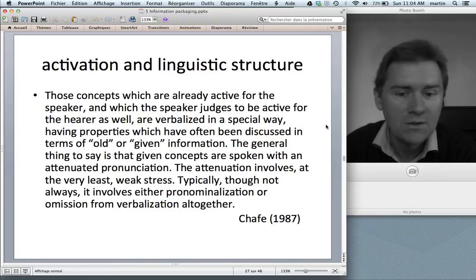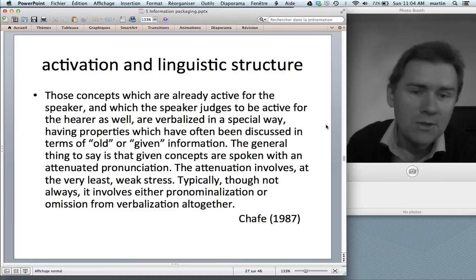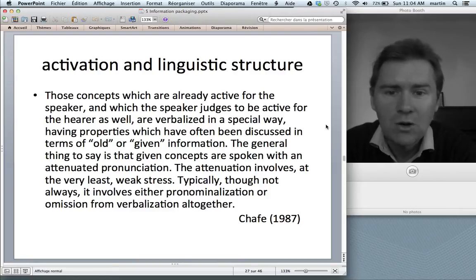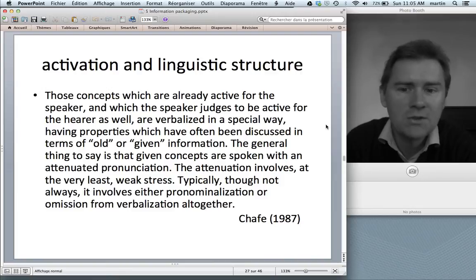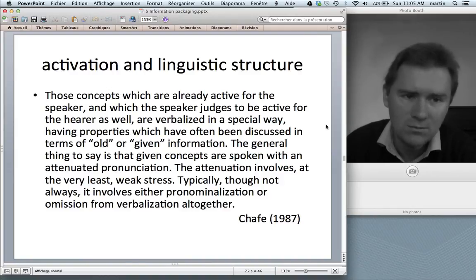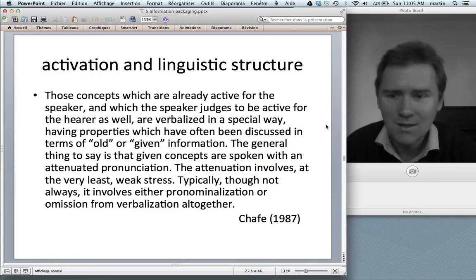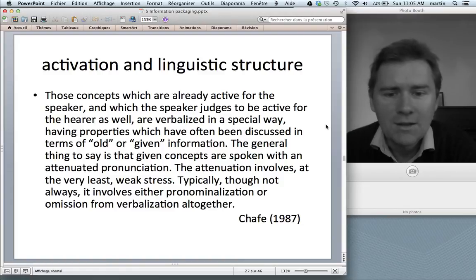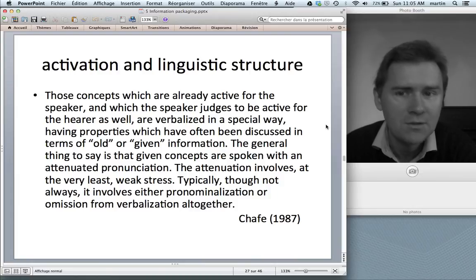Wallace Chafe talks about this famously, and I'm going to read this out for you. Those concepts which are already active for the speaker, and which the speaker judges to be active for the hearer as well, are verbalized in a special way, having properties which have often been discussed in terms of old or given information. The general thing to say is that given concepts are spoken with an attenuated pronunciation, so not so prominent pronunciation. The attenuation involves, at the very least, weak stress. Typically, though not always, it involves either pronominalization or omission from verbalization altogether. Okay.